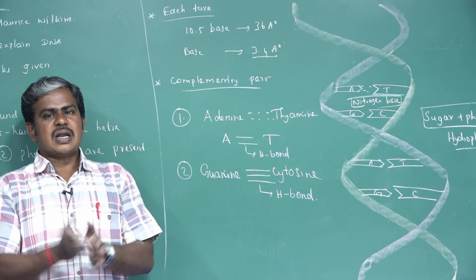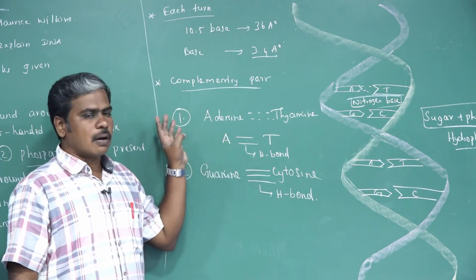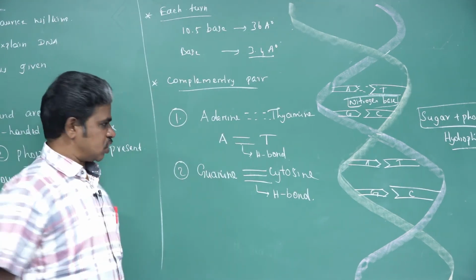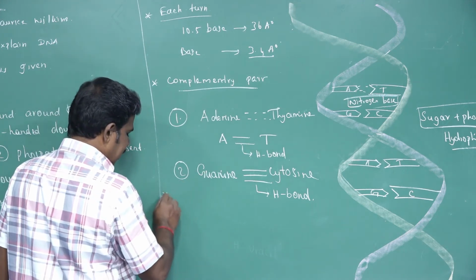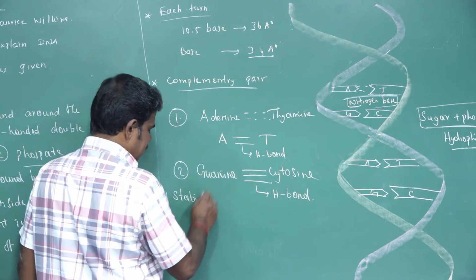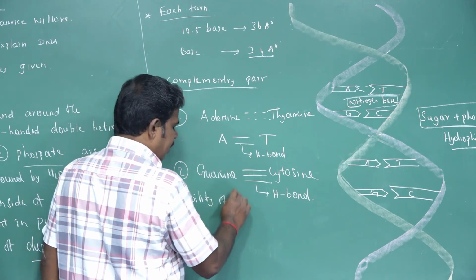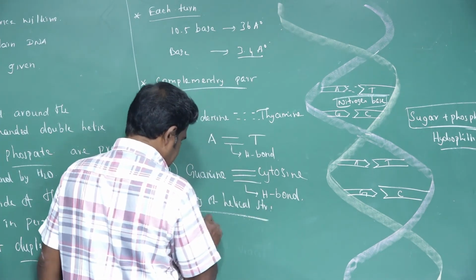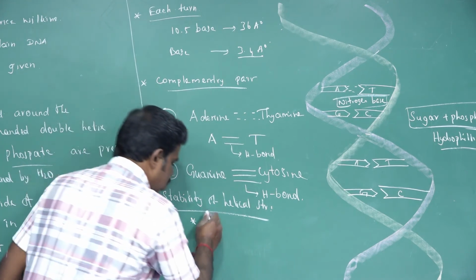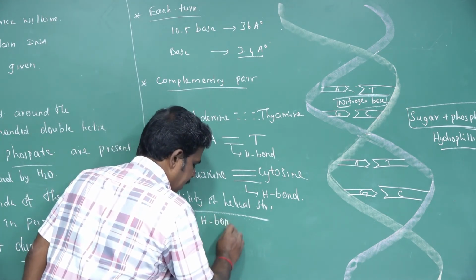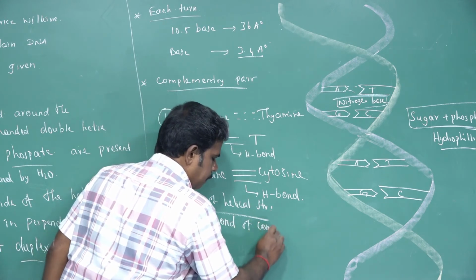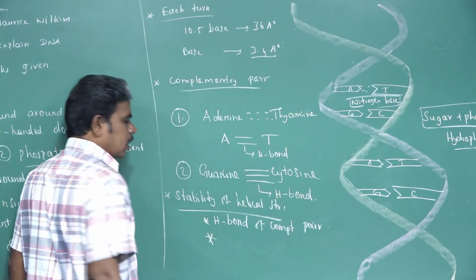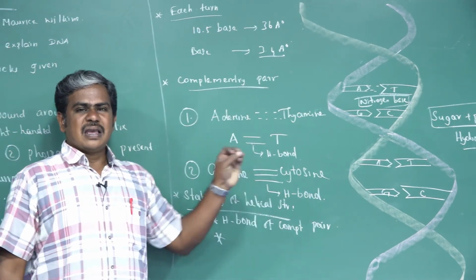The helical structure is made up of two forces. One is the hydrogen bond, and the other is the stacking base pair interaction. So we are taking the stability of the helical structure. The stability of the helical structure is made up of the hydrogen bonds of complementary pairs, that is AT and GC, and another one, that is stacking interaction.